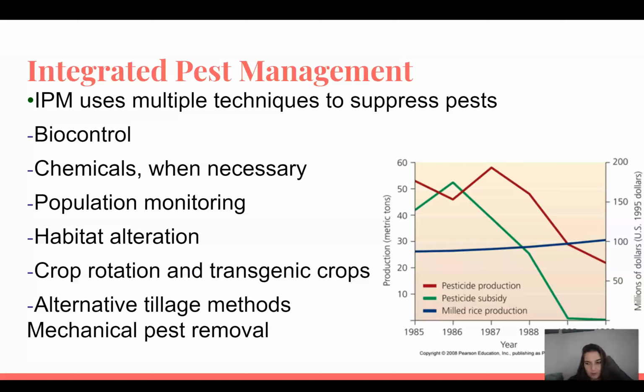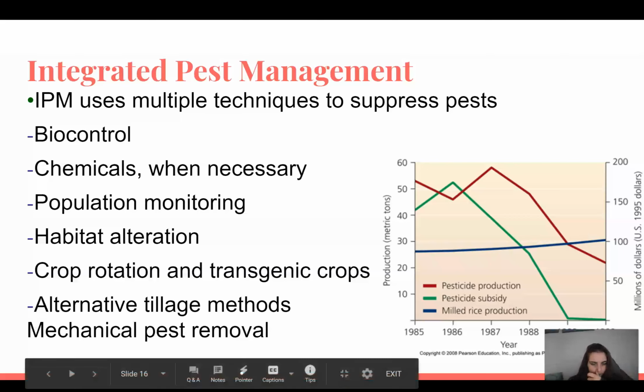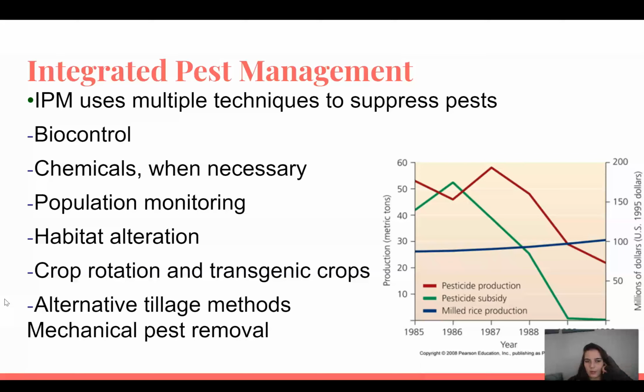You want to monitor your populations of pests. Make sure you know what the population is doing as you try these different IPM methods. You can alter their habitat, kind of change your farm, add new landscapes to your farm. And you can also rotate the crops, use transgenic or GMO crops as well. GMO crops that are designed to be resistant towards a specific pest is a great way to reduce that pest.